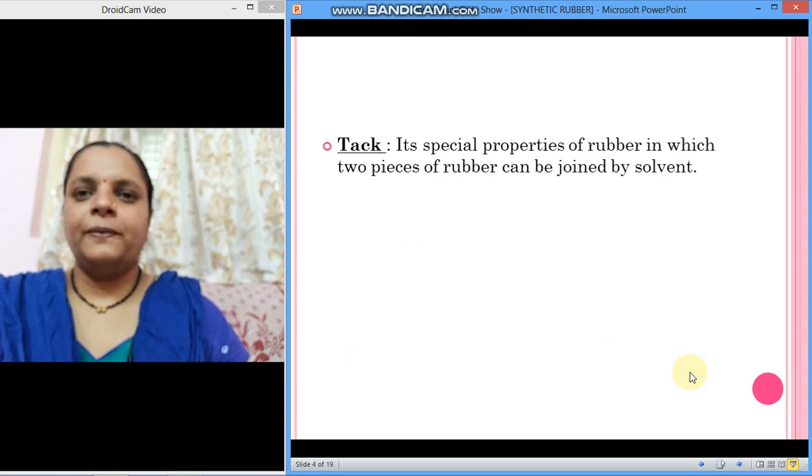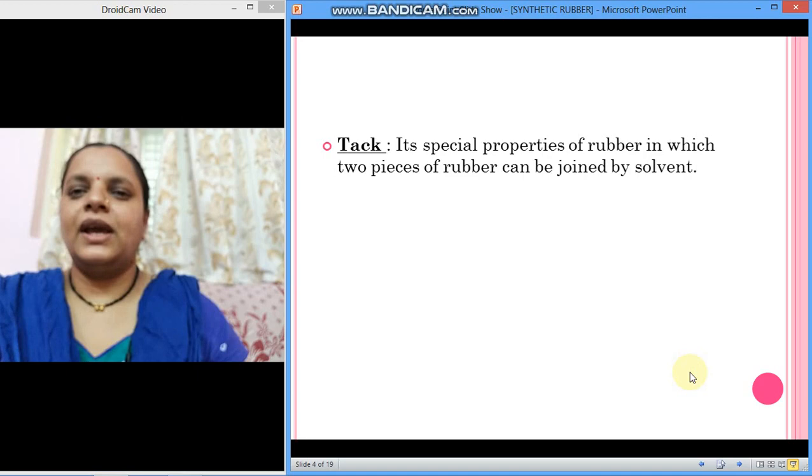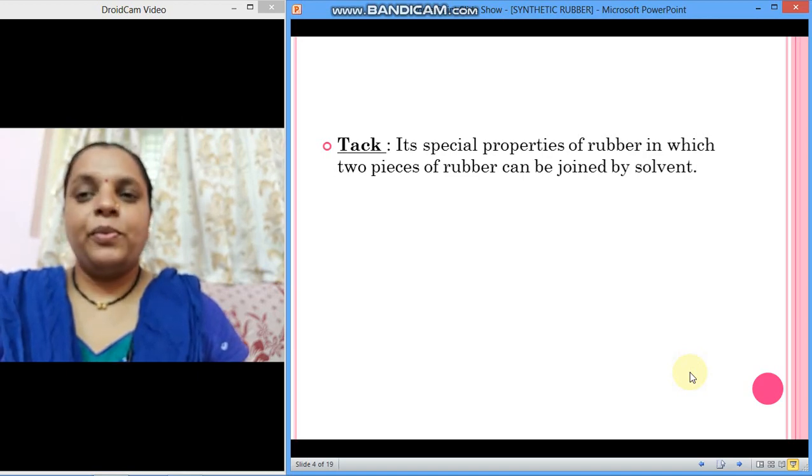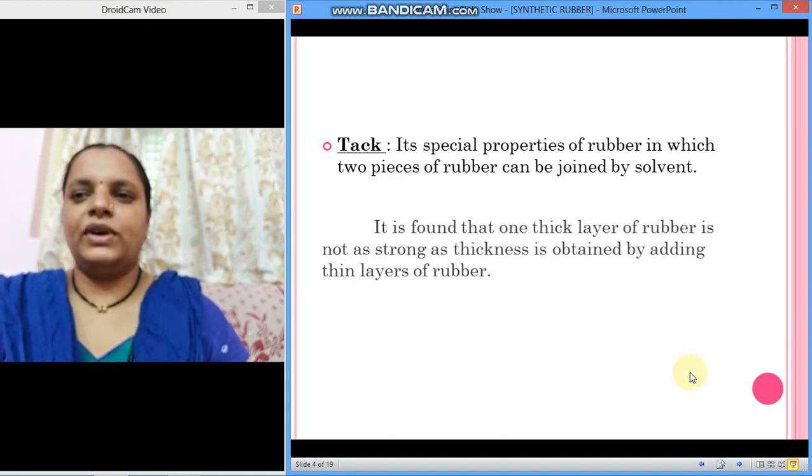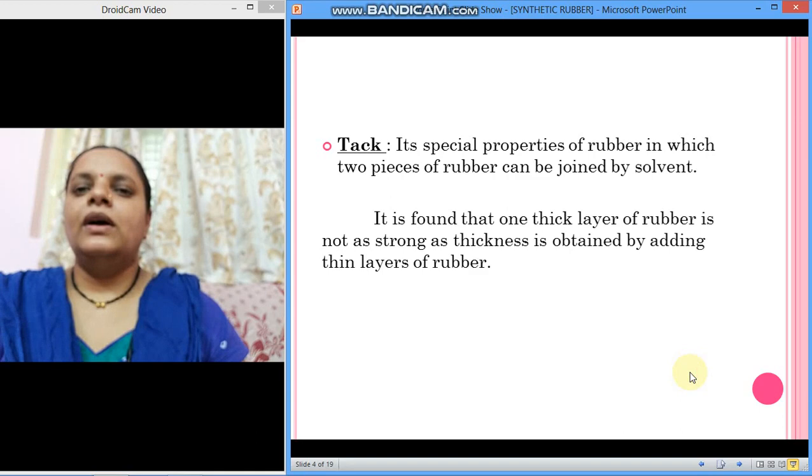Next is the tack. It's a new kind of property. It's a special property of rubber, in which two pieces of rubber can be joined by a solvent. We take two pieces and join them with the help of a solvent. It is found that one thickness of rubber is not as strong as a thickness obtained by adding thin layers of rubber.